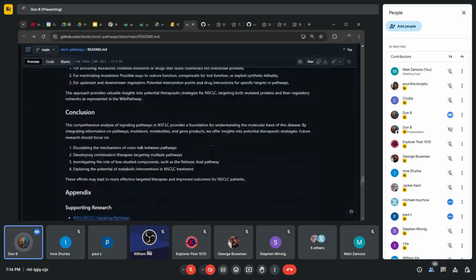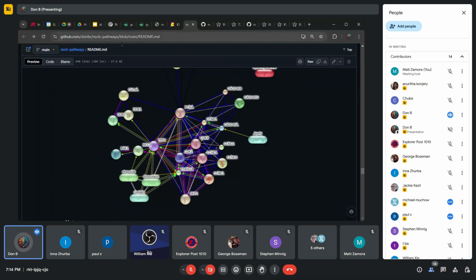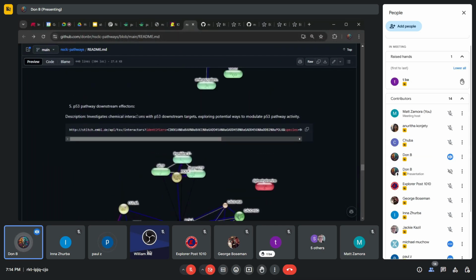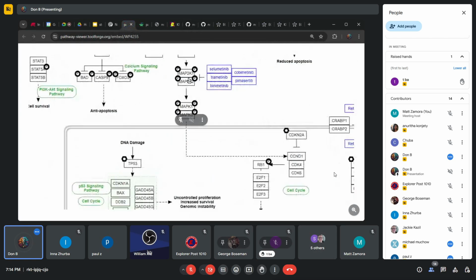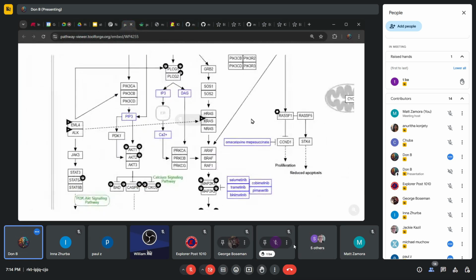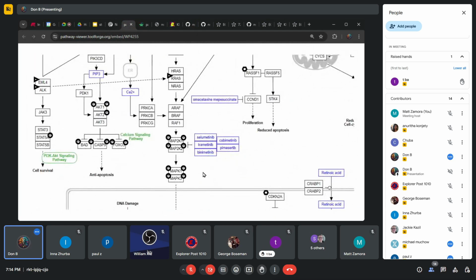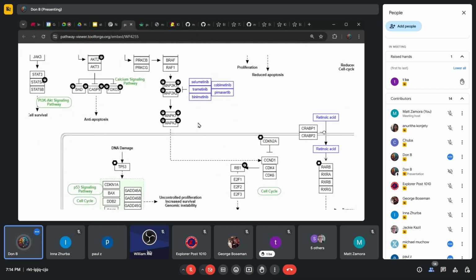So anyway, that is sort of it. And again, that was just a walkthrough of what are the activating factors, what are the inactivating mutations, and then also try to map things in terms of influencing and affecting the pathway.